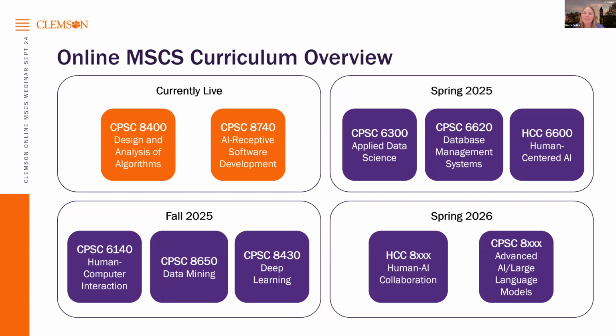One of those is an HCC course at the 8,000 level called Human AI Collaboration. I've actually been working with a faculty member on that course to build that proposal, and it sounds so interesting and so cool. It's a very application-heavy course, thinking about those AI technologies. They've even updated the title to something a little more descriptive.